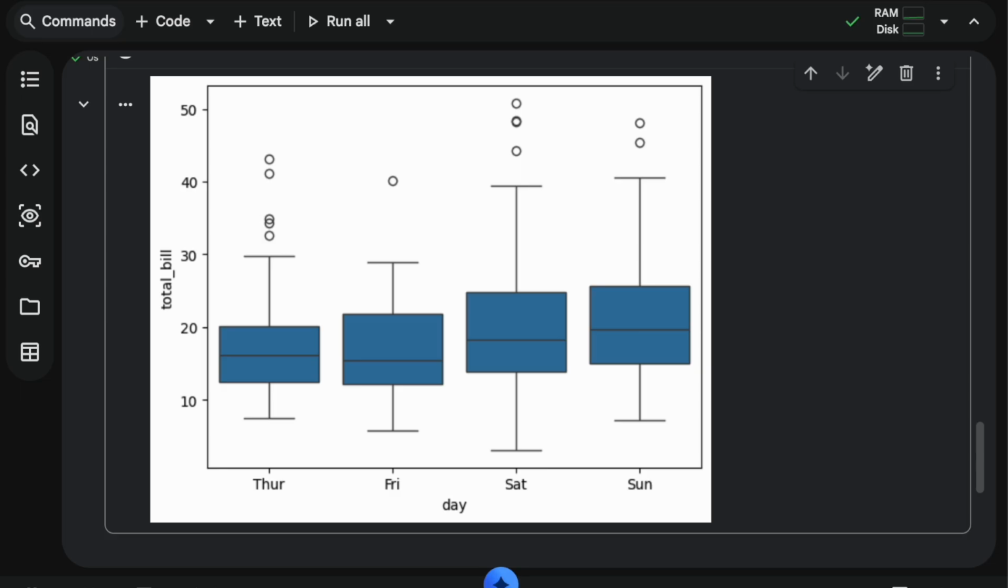From this box plot, we can observe which days tend to have higher bills and which days have more variability in spending. For example, weekends like Saturday and Sunday might show higher median bills and larger spreads, while weekdays might have smaller, more consistent bills.